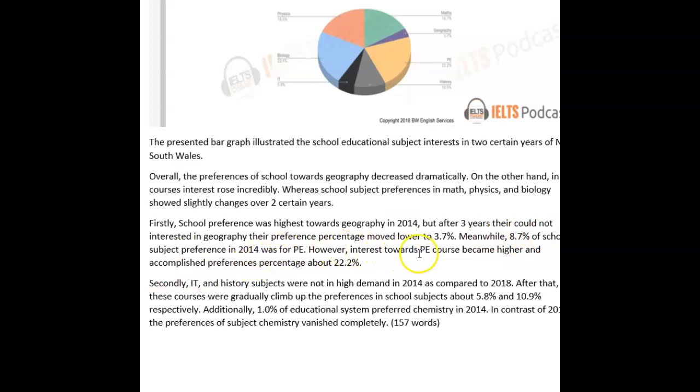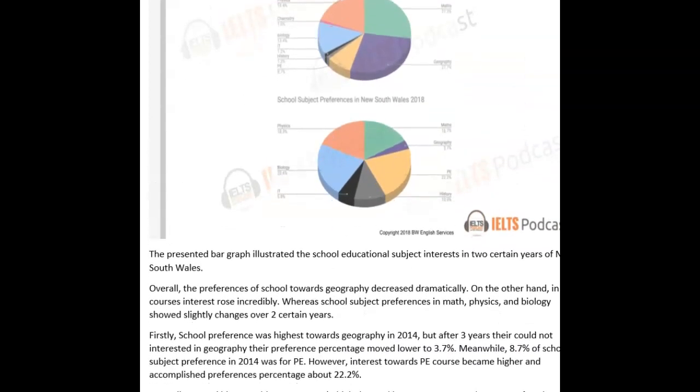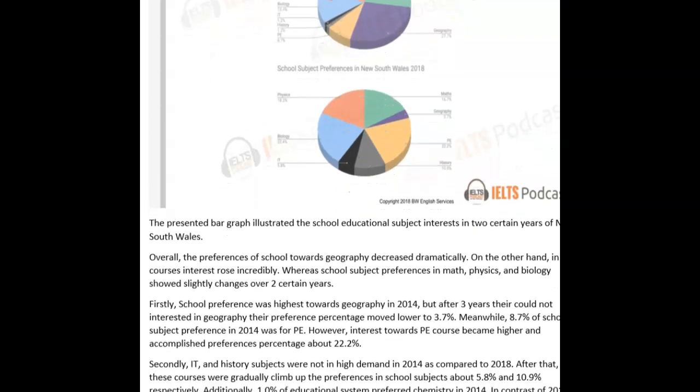Meanwhile, 8.7 of school subject preference in 2014 was for PE. However, interest towards PE became higher. And, all right, that's a little awkward. So interest towards PE became higher and recorded a percentage of 22.2%. So it was 8.7. Let me just double check your figures. Yeah, okay, great. So you're basically talking to me about the two things that changed the most. Fine.